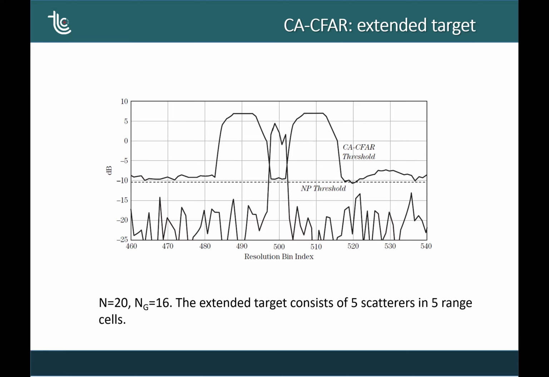Now, I told you that by increasing N, so the number of samples that we have for estimating the power, we improve the detection, so we decrease the losses. But I told you we cannot increase this number to very high values. Why?